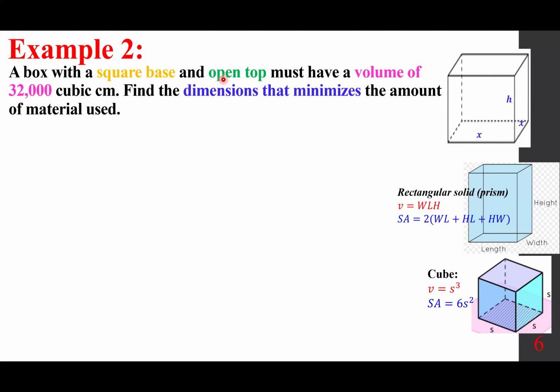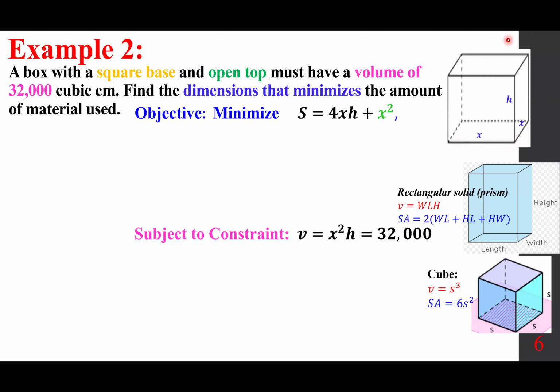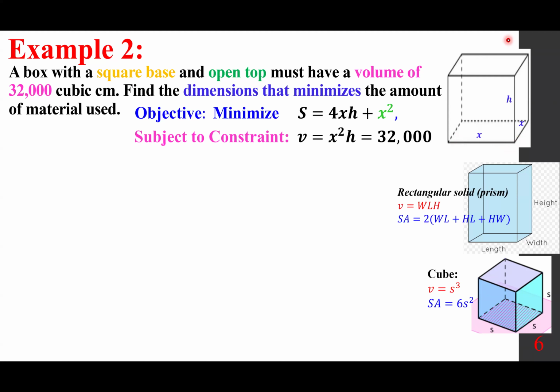However, it says open top. We need only one of them. So the objective is to minimize the surface area, which is 4xh, 4 walls, plus x squared. Why x squared? The top is not there. Subject to what constraint? The volume, 32,000. So the volume is x times x times h. The volume is x squared h is 32,000.